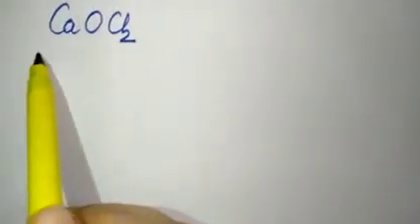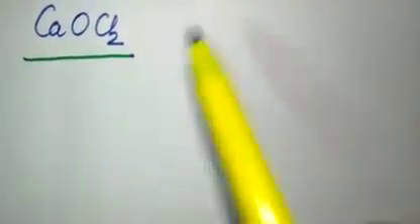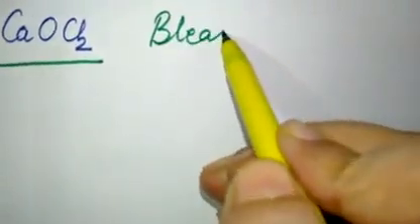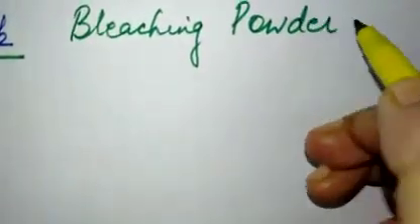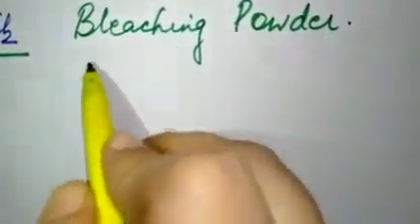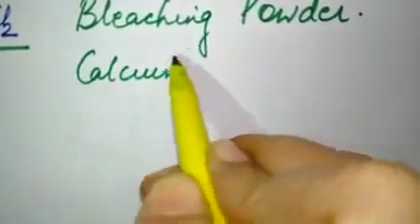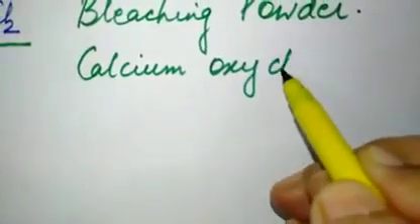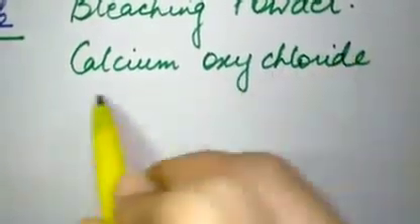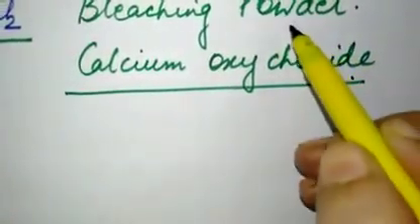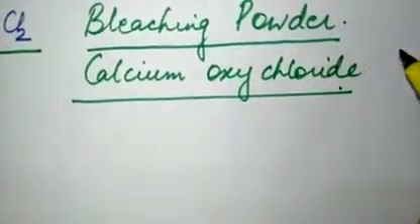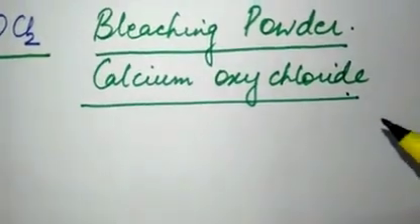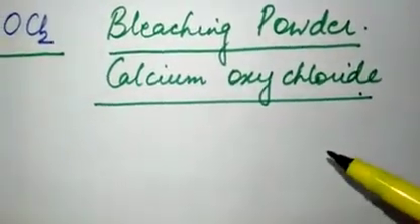Bleaching powder, the formula is CaOCl2. Bleaching powder is the common name. And what is the chemical name? Chemical name is calcium oxychloride. Calcium oxychloride is a chemical name and bleaching powder is a common name. Okay, don't get confused whenever you get the question. Okay, now how is this made?